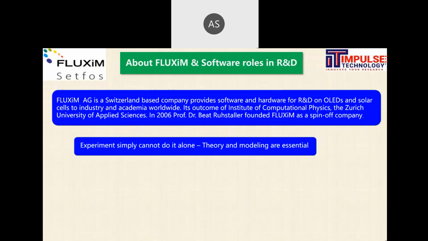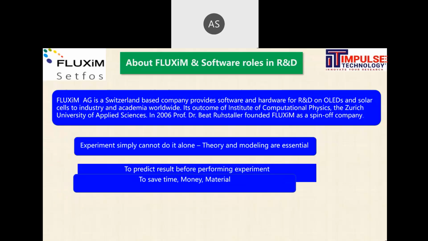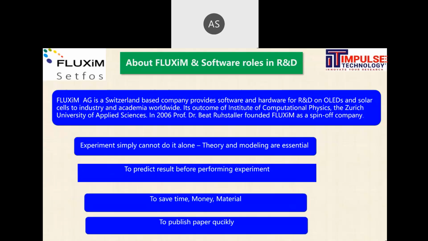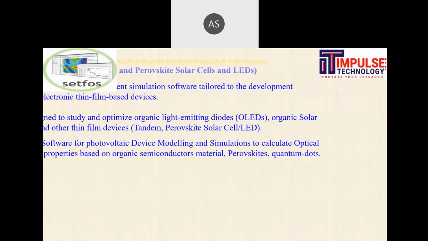So before doing the experimental work, performing theory, modeling, and simulations is very essential, because you can predict the expected results using the simulations. Then you fabricate your device. That is much better because you can save your time, money, and materials by predicting the performance of your device before going to the fabrication or synthesis work. You can do a number of iterations, perform various parameter sweeps, and you can also publish the paper quickly. So this is why the software is important.